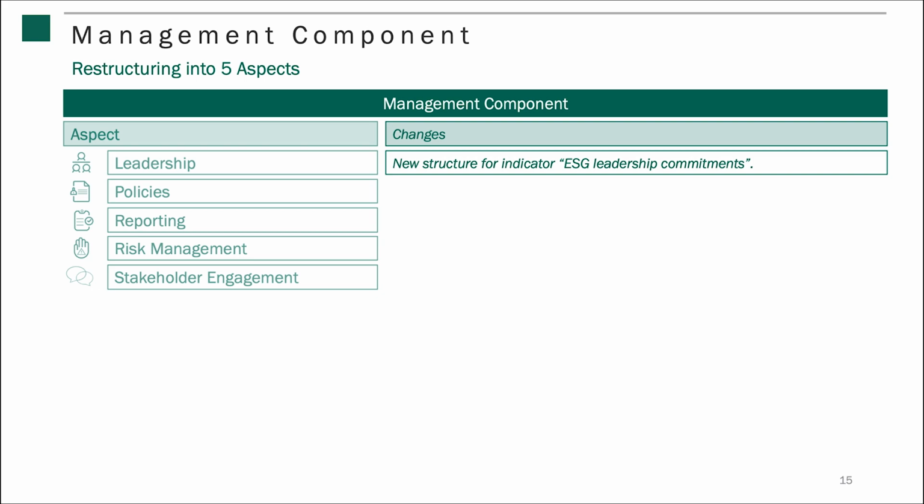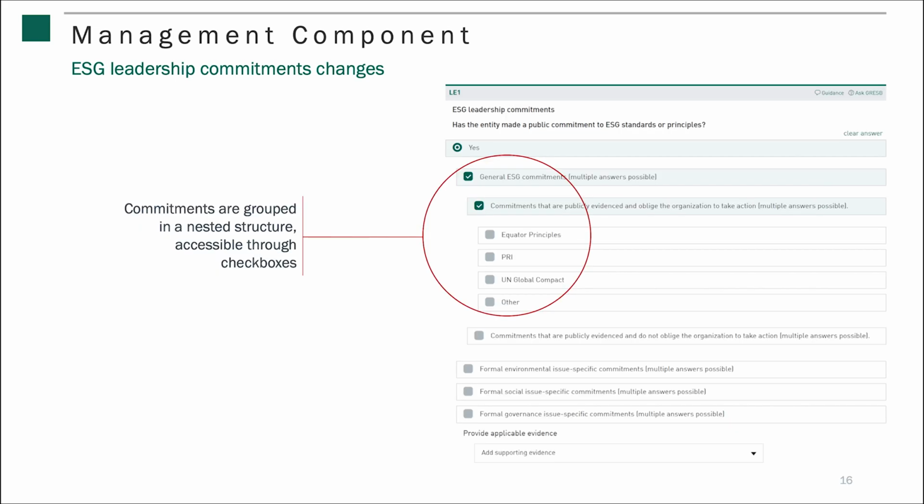We'll run through the changes for the indicators in each aspect. The first aspect is leadership, where a significant change has been the restructuring of the indicator ESG leadership commitments. In the new structure, the commitments have been split to distinguish those that are general and those that are issue-specific, as well as commitments that require organizations to take action and those that do not.